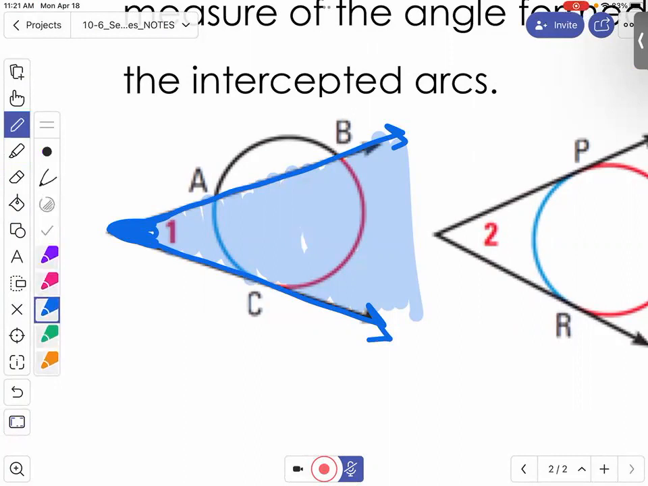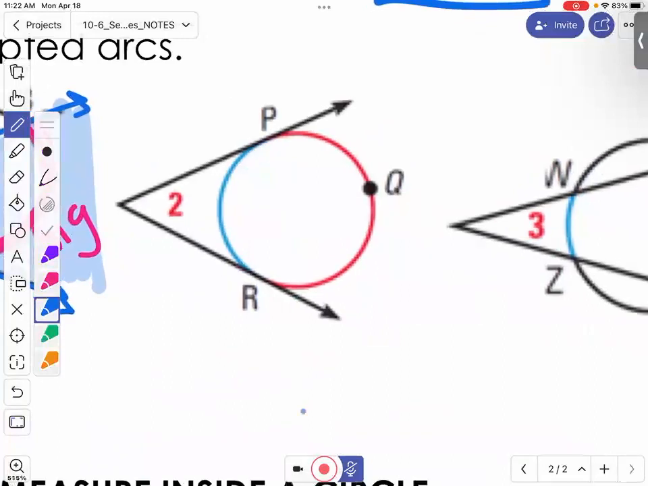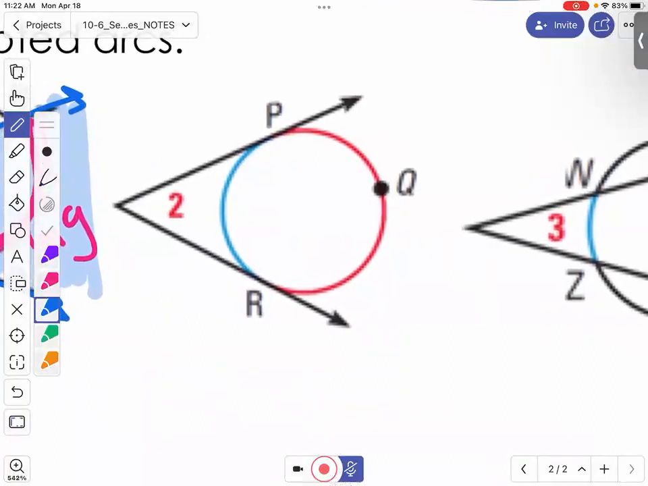And like with the previous one, we have a bigger arc and a smaller arc inside this angle. So my bigger arc, like the other, is farther away. My smaller arc is closer than the other one. But again, still a big arc and a small arc. Same is true when we come to 2 tangents.